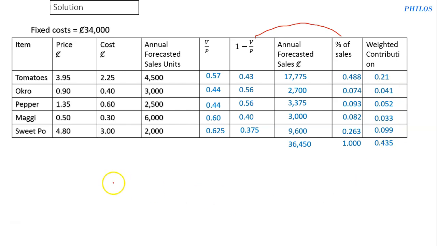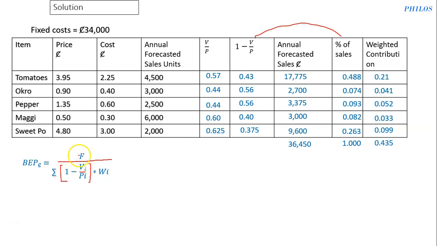Okay, so to find a break-even point in monetary terms, let's recall the formula. The formula is fixed cost divided by summation of 1 minus VI over PI, multiplying the weight. Now, the 0.435 we've gotten here is for the entire denominator here. So everything has been solved in the table.